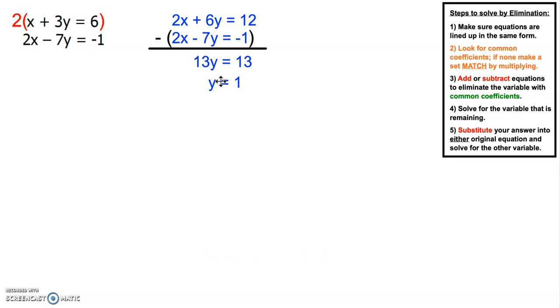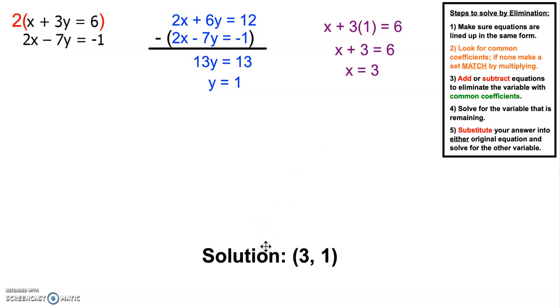Now we have to figure out what x is. So we use that 1 and plug it back in. Notice that I plugged it back into the original equation. But remember, it doesn't matter. This really is the same equation. I could have plugged it in here too. So x plus 3 is equal to 6, subtract 3, and x is equal to 3. So our solution is 3, 1.